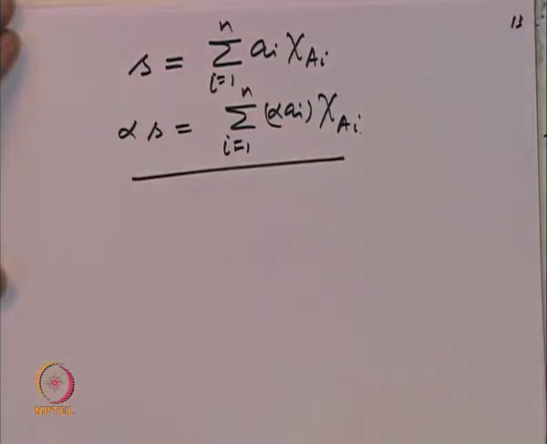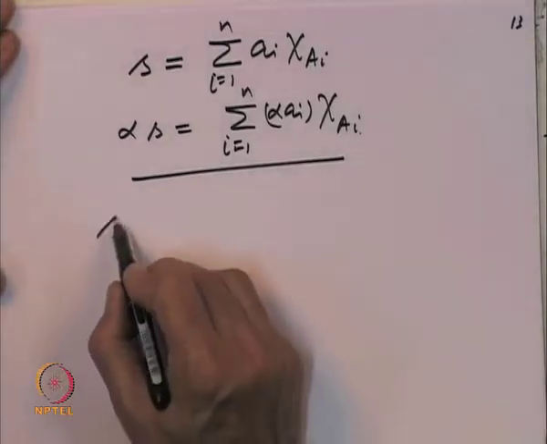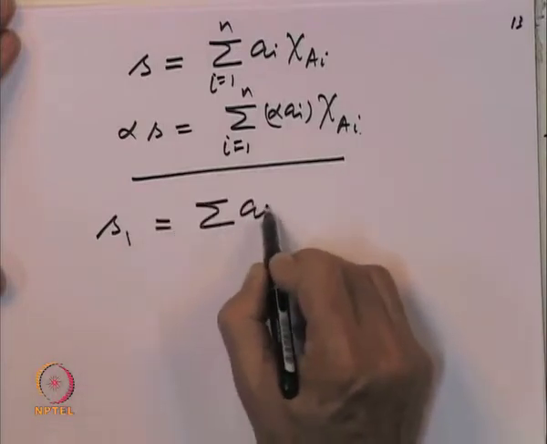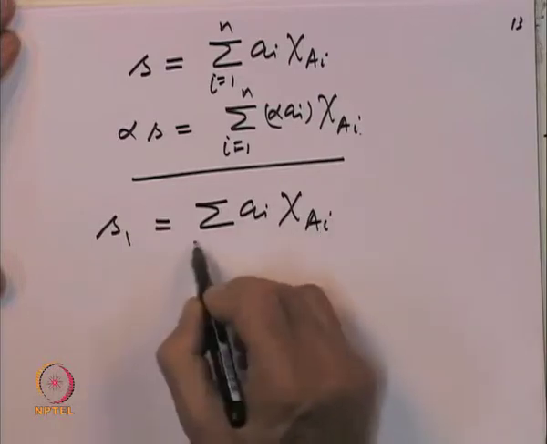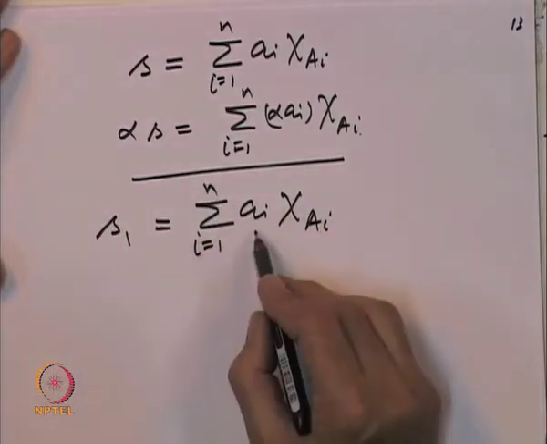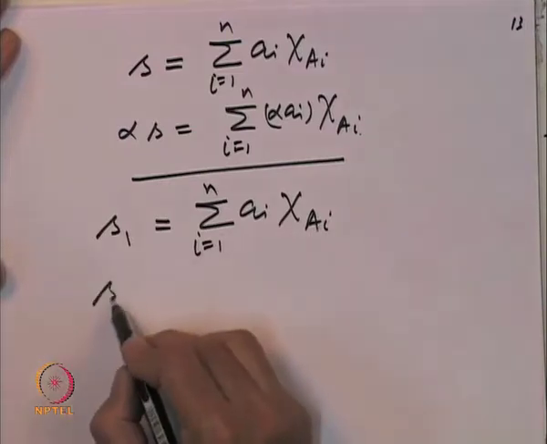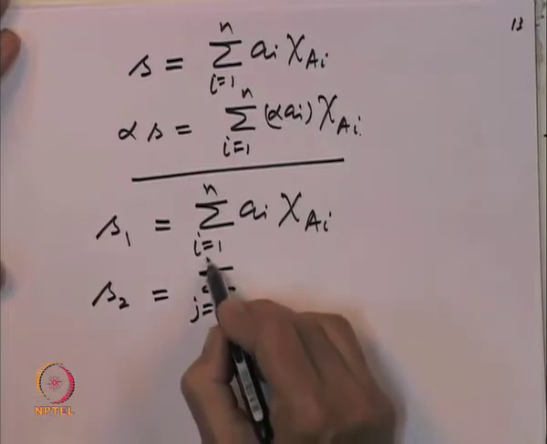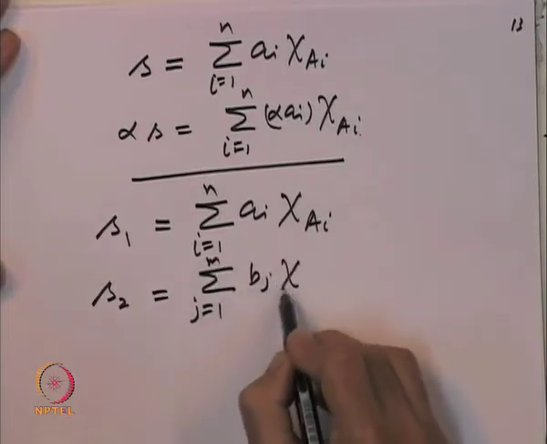The next property we want to check is that if s_1 and s_2 are two simple measurable functions, then s_1 plus s_2 is also a simple measurable function. So, let us take a function s_1, which is the sum of a_i chi of A_i, i equal to 1 to n. Let us say s_1 has the representation sum of a_i chi of A_i and s_2 has the representation, j equal to 1 to m, of b_j chi of B_j.